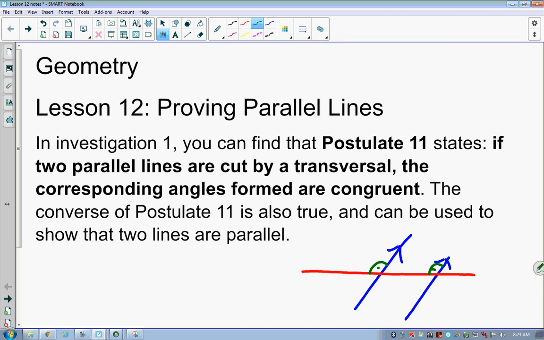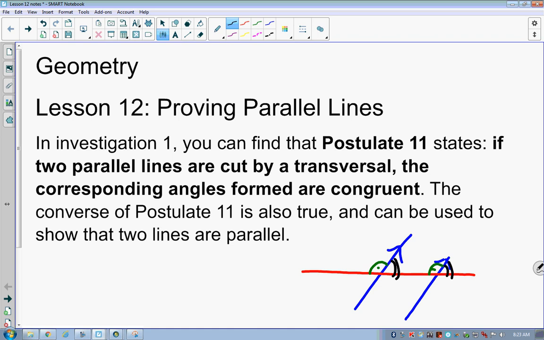So if I have two parallel lines that are cut by a transversal, then I know all of their corresponding angles are congruent. Other corresponding angles would be this angle and this angle. Okay, those are corresponding angles. They're on the same side of the transversal. One's interior, one's exterior. You follow me so far?